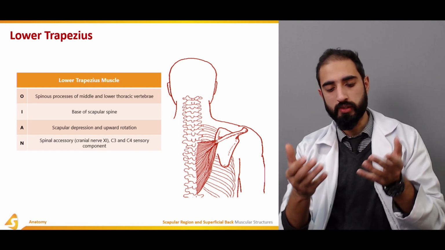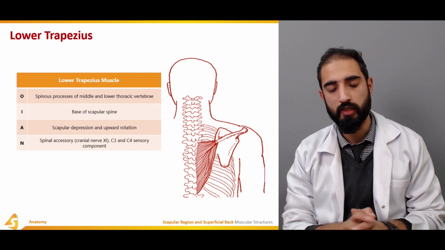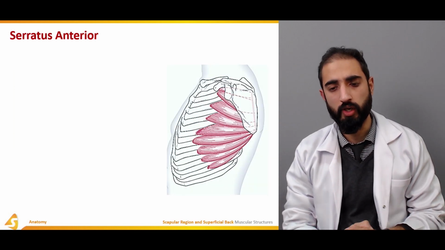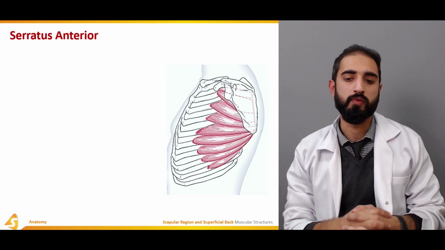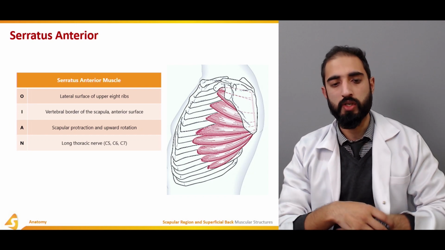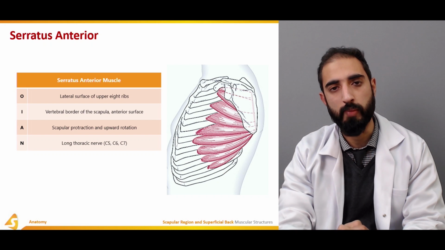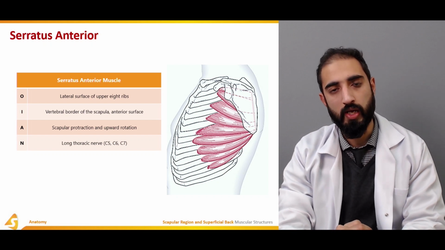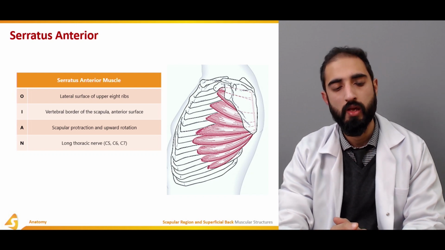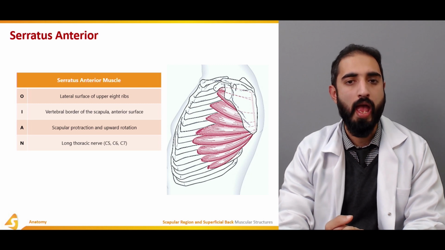Now the action, because it is located downward, so its action is in the form of scapular depression and upward rotation. Now, serratus anterior, very important muscle because it is very important in keeping the scapula on top of the thorax, and the origin is from the lateral surface of the upper 8 ribs, and insertion is on the vertebral or the medial border of the scapula and the ventral aspect or the anterior aspect. Moreover, the action of this muscle is in the scapular protraction and upward rotation.